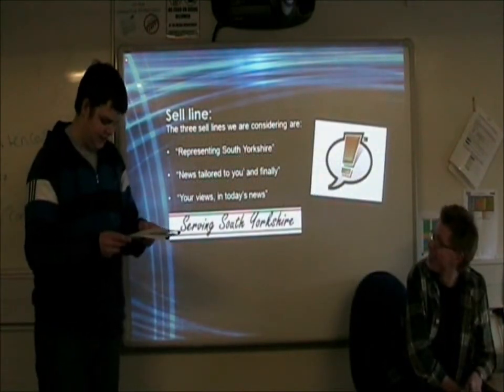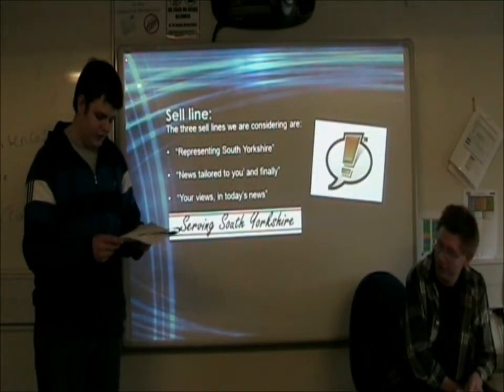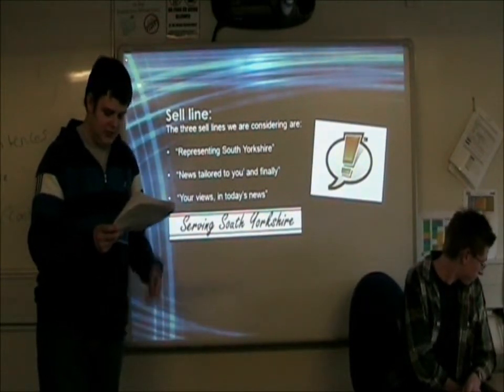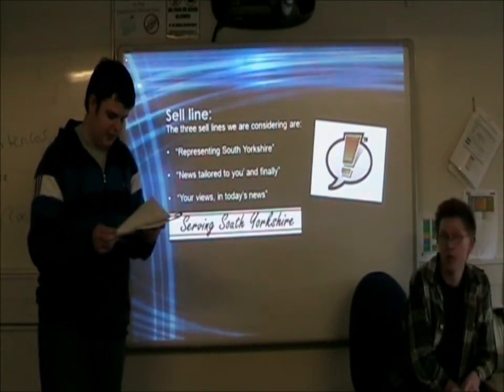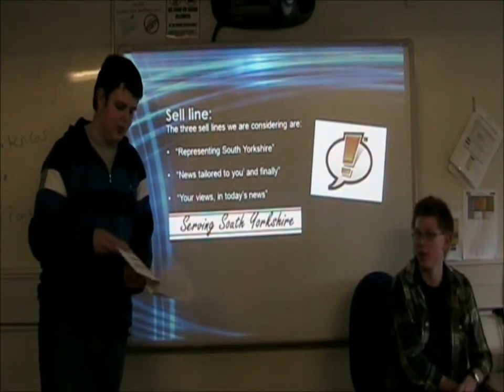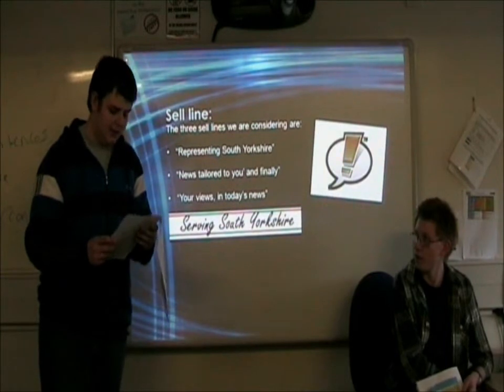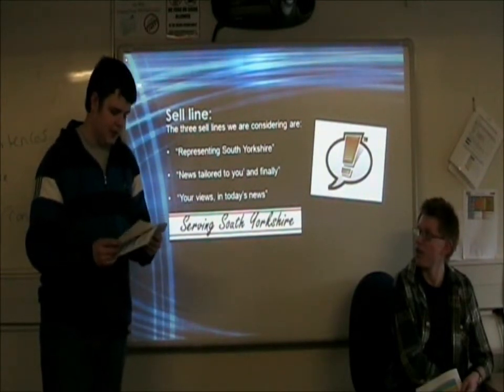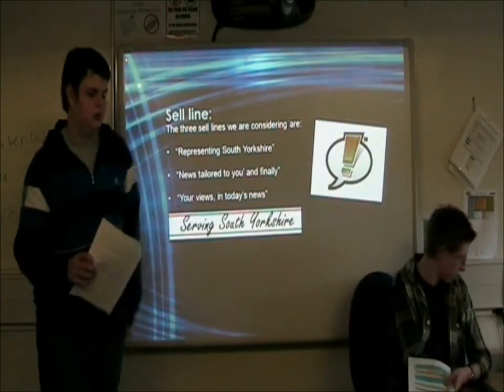Three sell lines we are considering are: representing South Yorkshire, news tailored to you, and finally your views in today's news. The reasons for these sell lines being considered are their connotations of the newspaper's agenda being one in which the views and interests of local people are represented, and in the case of the first sell line, representing South Yorkshire, its identification of the target demographic of the paper as a whole.